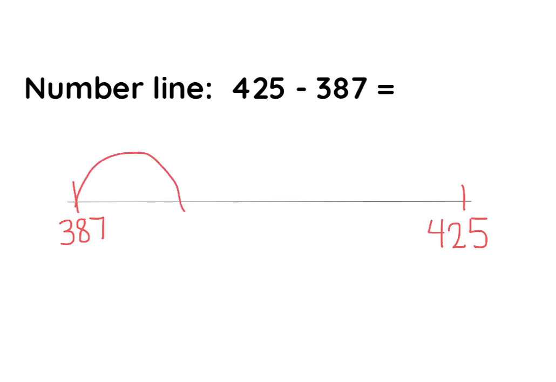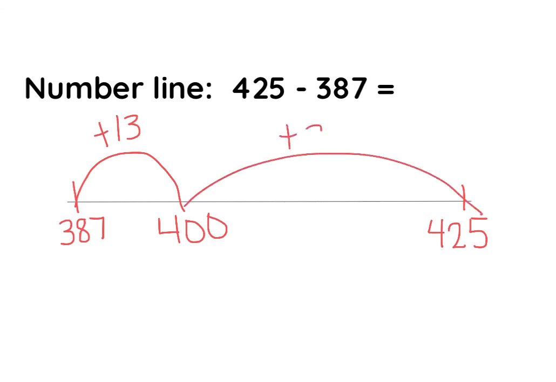All right, I'm going to add 13 to get to 400. Wow, I didn't space this very good, did I? And then add 25 to get to 425. You could see that they were pretty close together, which is why when I subtract them, the answer is 38.